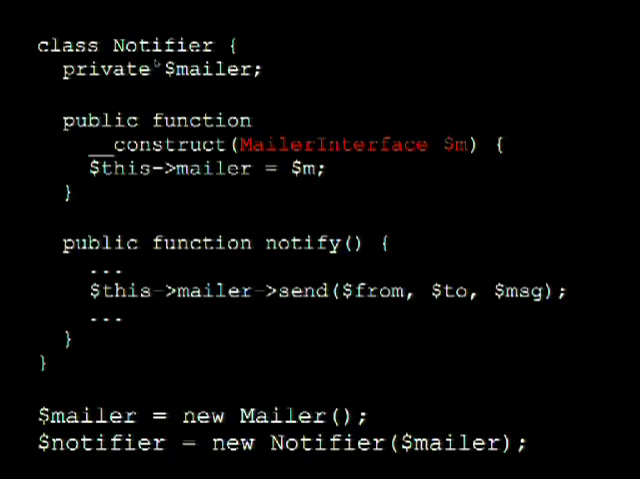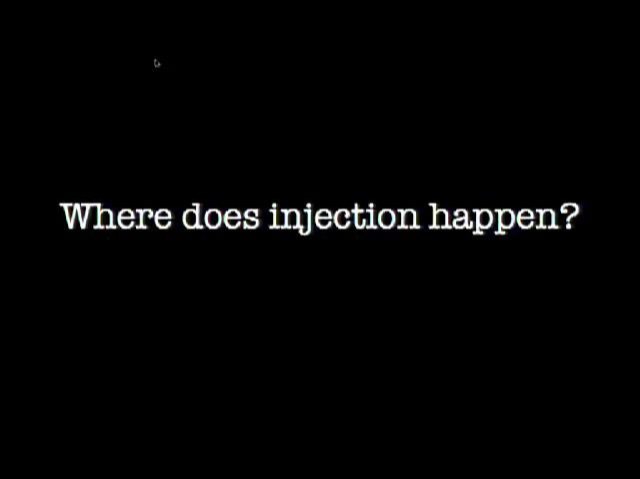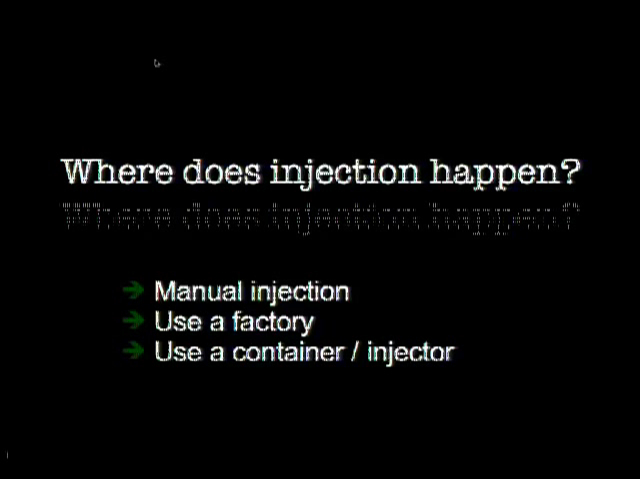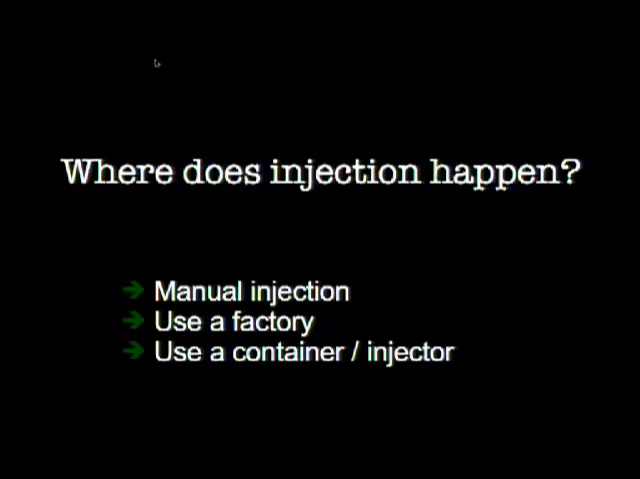So now that we have our classes all nicely decoupled from each other, declaratively expressing their dependencies, the question arises, I mean, I've put that calling code down there at the bottom, but where does that go? In other words, where does injection actually happen? So the first option is the most obvious, manual injection, which is just like the code that we just saw, the calling code that actually instantiated the mailer and injected it into the notifier. But does that belong in a class somewhere? Then that class is responsible for knowing how to instantiate the dependencies for the notifier, etc.